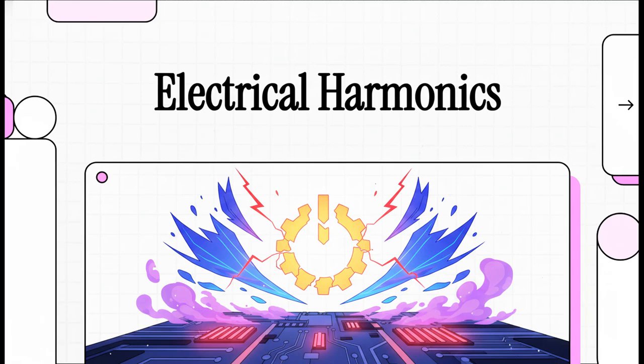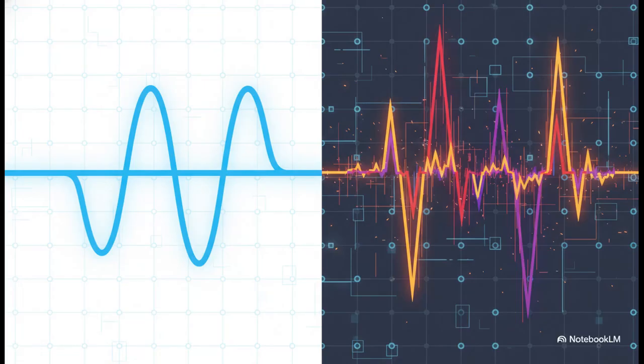There's an invisible battle happening inside our electrical systems pretty much all the time. It's a kind of hidden chaos that can really mess with our equipment and just waste energy. Today, we're going to pull back the curtain on this phenomenon, something called electrical harmonics. Okay, so let's get right to it.